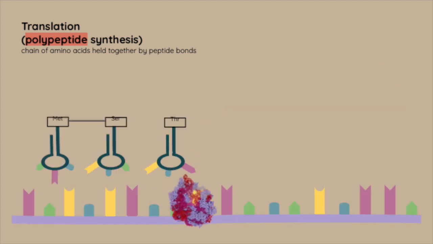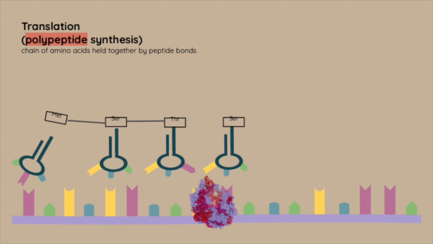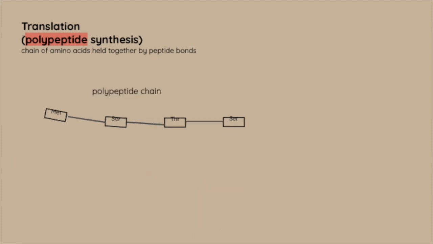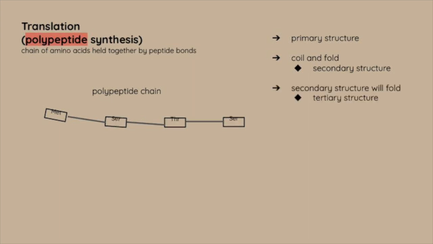Eventually, an amino acid chain is formed, and when the ribosome reaches the stop codon, the chain can fold into a protein in the following ways. Right now, the protein is in its primary structure. It can then coil and fold to form its secondary structure. The secondary structure will then fold again to form the tertiary structure, and the linking of different polypeptide chains and non-protein groups will form the quaternary structure.